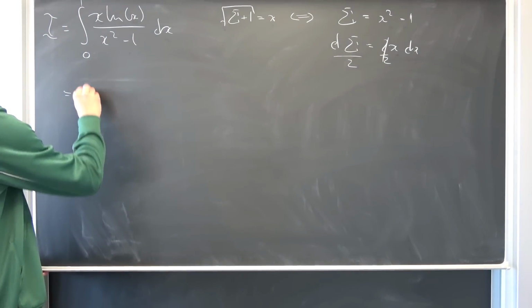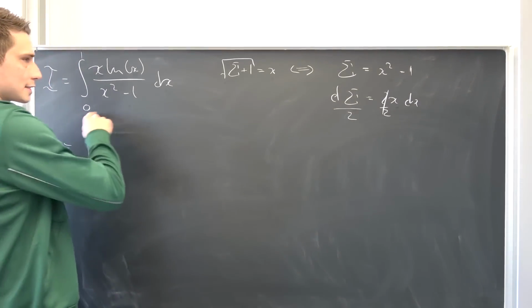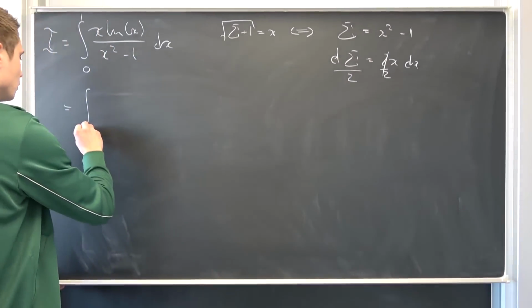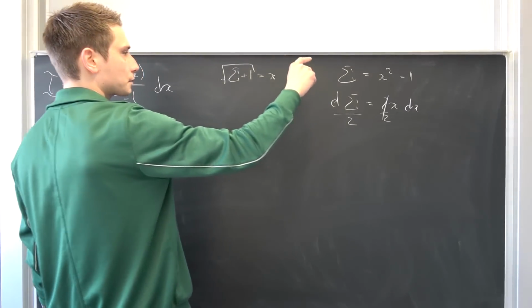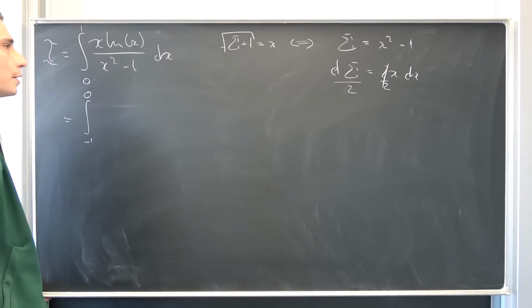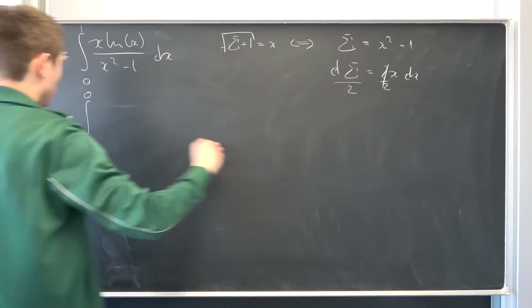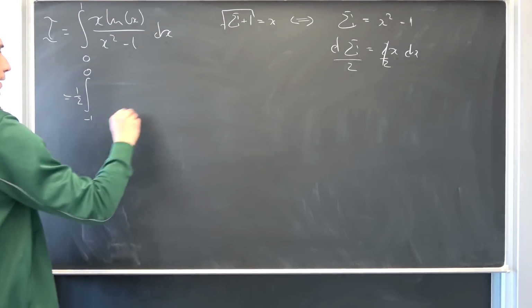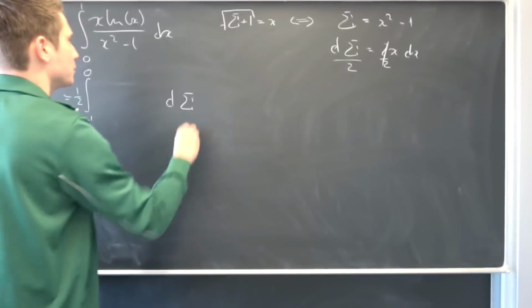We are going to get an integral running from, if we plug 0 into here, we are going to get negative 1. If we plug 1 into here, we are going to get 0 as the upper bound. Also, we have this 1/2 term. We are going to bring it to the outside. Then we have our d sigma.